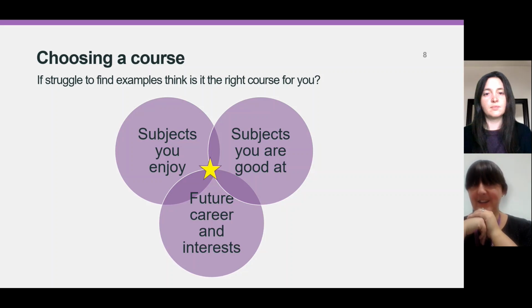If you are struggling to think of examples, then that's probably not a good indication that it's the right course. Hopefully you'll have loads of amazing examples because it's something you're really passionate about, and if you're struggling, that should spark you to think, is this the right course? Is there something more appropriate? Is there something that goes into more detail about an area I'm really interested in? A combination of those three things is probably going to be the ultimate option for you.